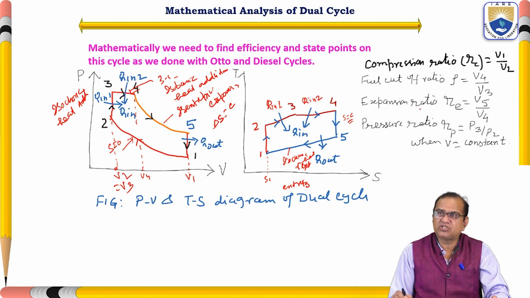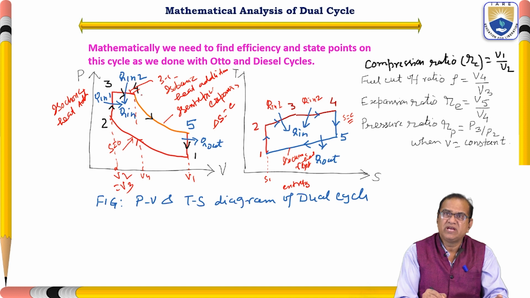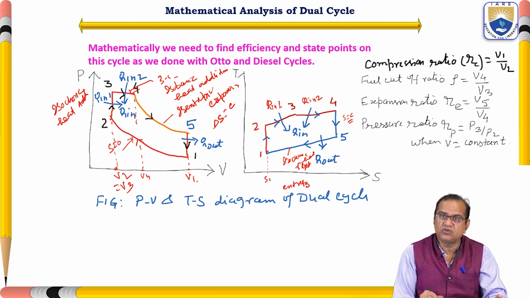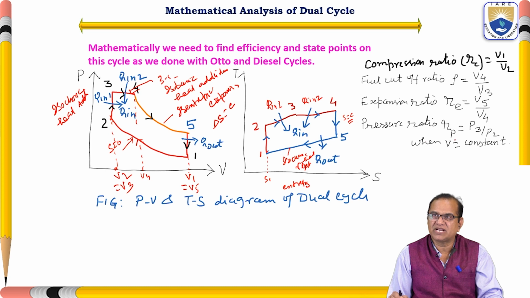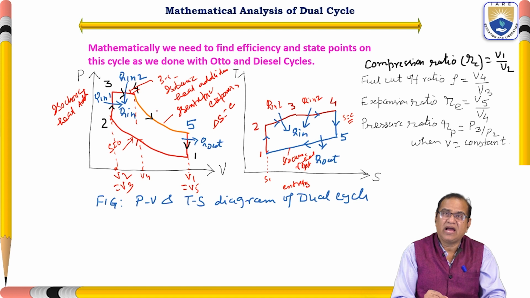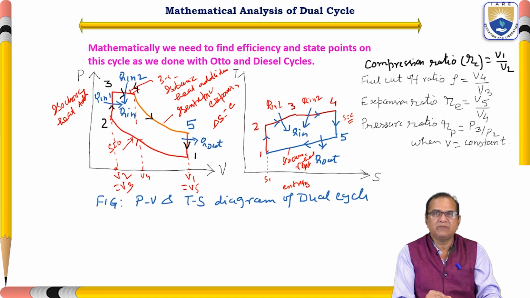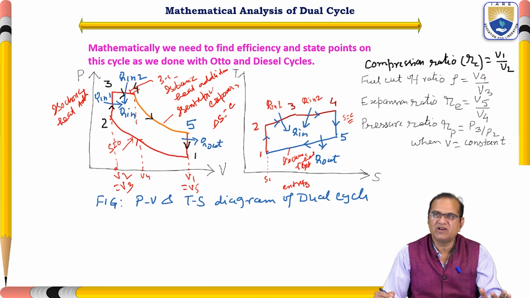Now another is expansion ratio RE. So expansion ratio is the ratio of V5 and V4, that is V5 by V4. Also we can take the pressure ratio, that is 2 to 3. So here P3 by P2 is a pressure ratio when V is constant. In this isochoric process we use RP is equal to P3 by P2. So these are the few ratios which will be used for derivation in our problem of dual cycle analysis.